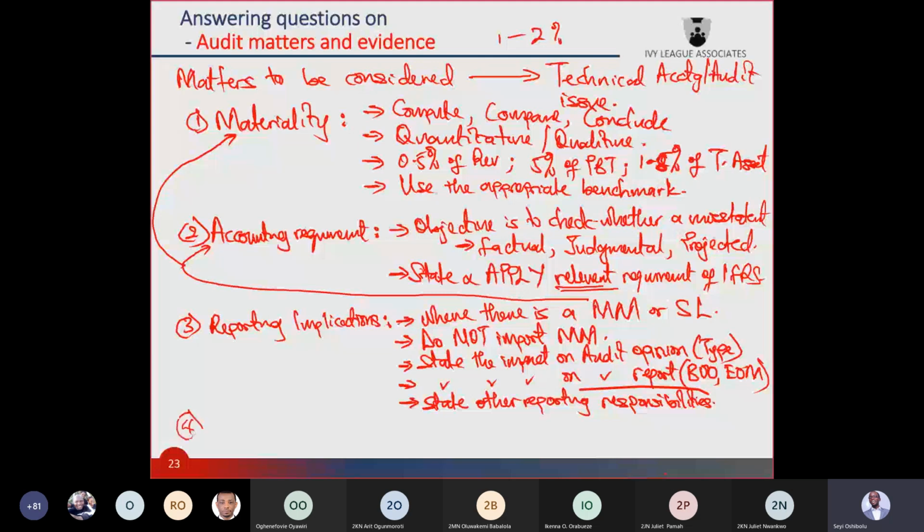Finally, number 4, other considerations. Remember, we are talking about matters to be considered. It's not mandatory that other considerations must come after reporting implications. Sometimes other considerations may be merged with the accounting requirements section. So other considerations is where you show your skill related to any other item that you consider relevant for the audits.